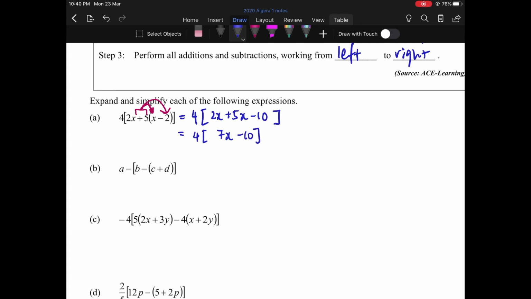And then lastly, distribute the 4 into every term in the bracket. We will get 28x minus 40.